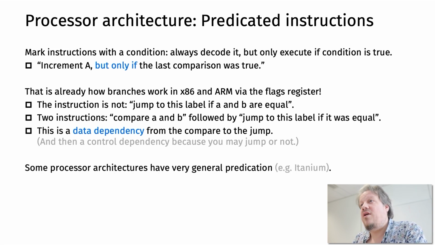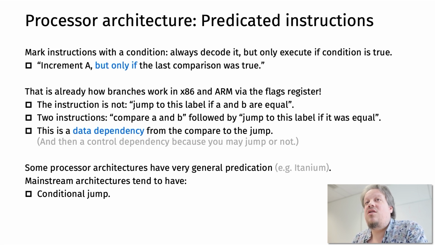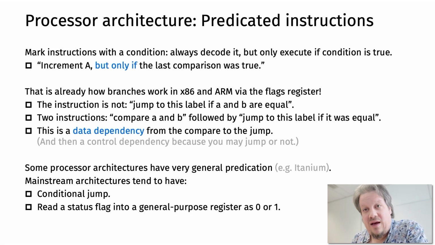Some processor architectures have a very general predication. There was the Itanium architecture, which is a fun thing to look up if you care about processor architectures, but it wasn't successful in the market and it was fairly quickly discontinued. In mainstream architectures nowadays, you tend to have a conditional jump. You tend to have some instruction that reads a status flag into a general purpose register as 0 or 1, and then you can have a normal add instruction, and together this is kind of a predicated increment. Or you could multiply by this, and then the result either becomes 0 or it stays what it was. You can play tricks with that.